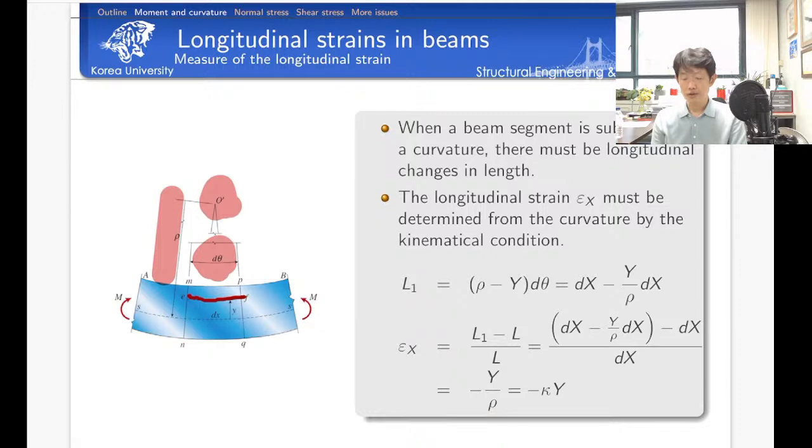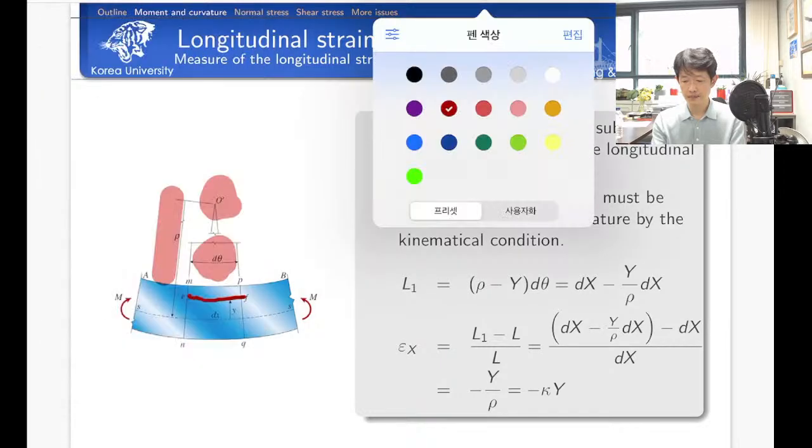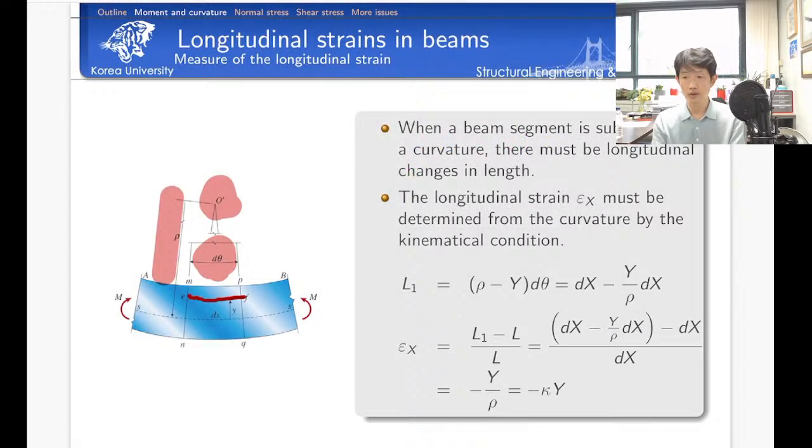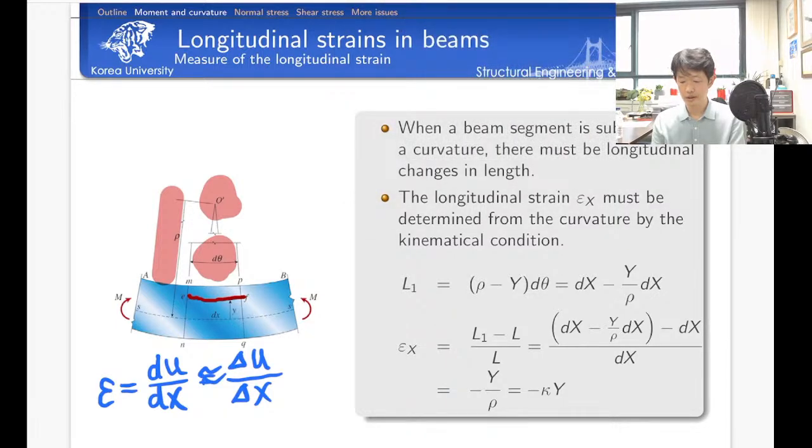So how do we calculate the strain? The definition of strain, which we already defined when we talked about axial members, is the derivative of displacement with respect to the x coordinate, right? That's what we discussed. If you change it to differential form, it becomes the change of displacement over the change of the coordinate, approximately.